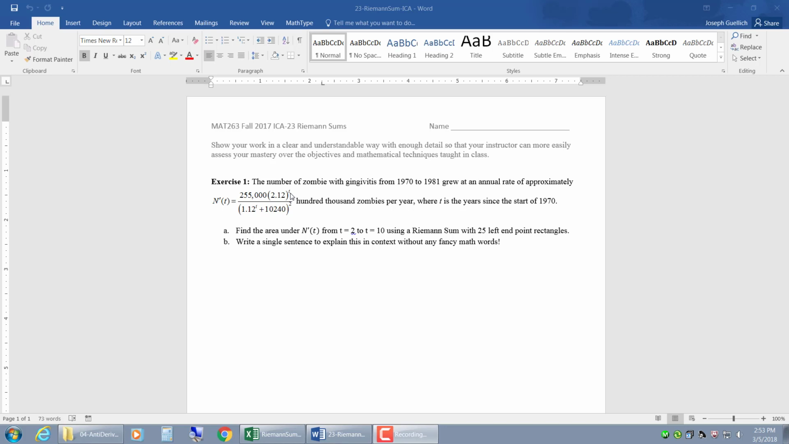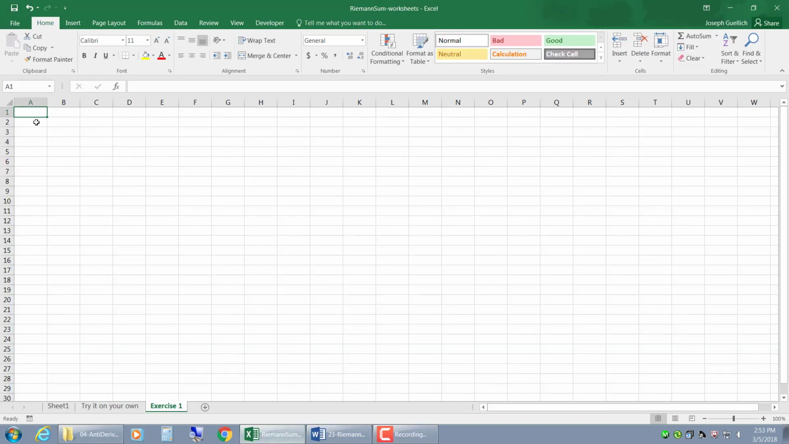Remember, the only one that we learned was e to the exponent. We've not learned 2 to the exponent, 7 to the exponent, something like that. They're similar, but they are different. So we're going to have to do the Riemann sum to estimate this one. So let's go to our Excel.